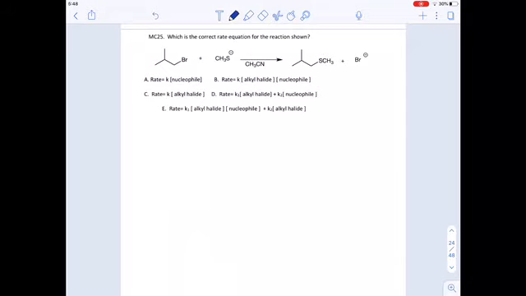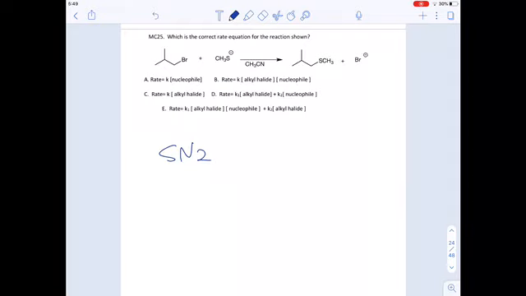Multiple choice 25 asks, which is the correct rate equation for the reaction shown? Basically they're asking you, is this going to be an SN1 or an SN2 reaction? Looking at the fact that we have a strong anionic nucleophile, I hope we all remember that that is characteristic of an SN2 reaction. We have a polar aprotic solvent, again characteristic of an SN2 reaction. And we have a primary alkyl halide over here, again another characteristic of an SN2 reaction.